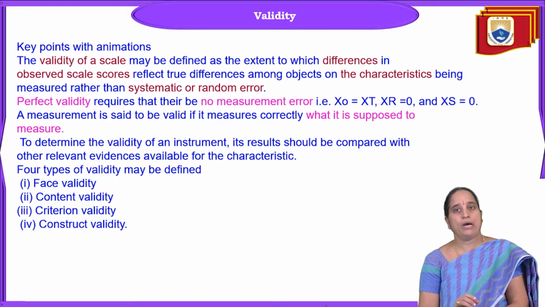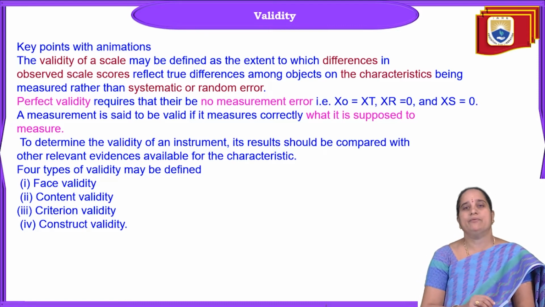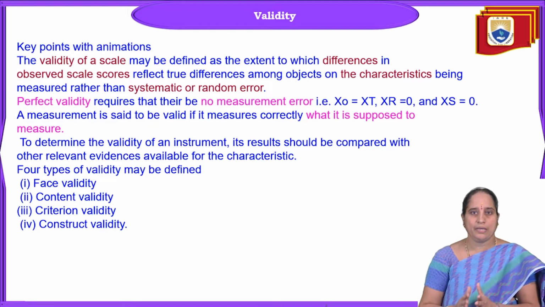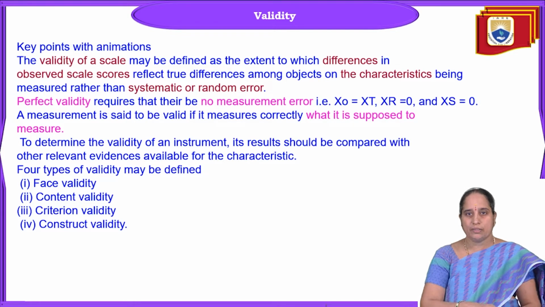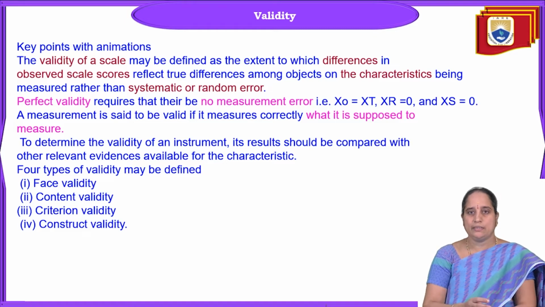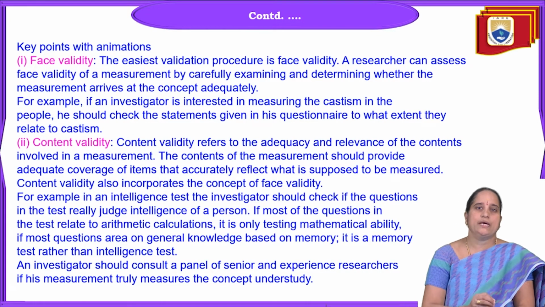So, to determine the validity of an instrument, its result should be compared with other relevant evidence. Whatever characteristic you are going to study, apart from the results we obtain, that should be compared with other evidence available for the particular characteristic. Based on that, we categorize validity into four types: face validity, content validity, criterion validity, and construct validity.